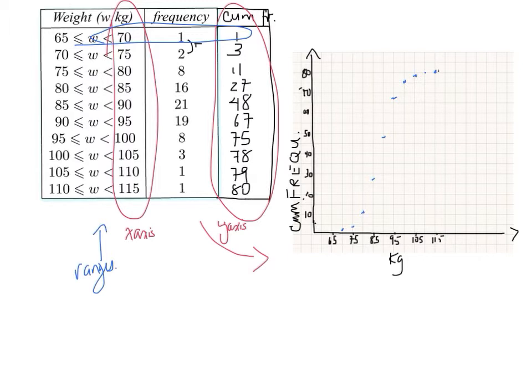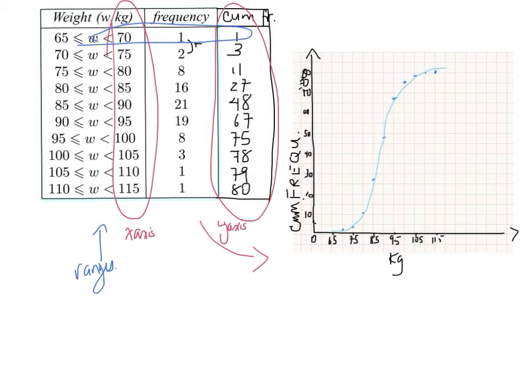Those are my dots. What you do with that then is draw a line connecting them. You don't want to draw straight lines. It takes a little practice, but you want to draw a smooth sort of S shape. This is our cumulative frequency graph.